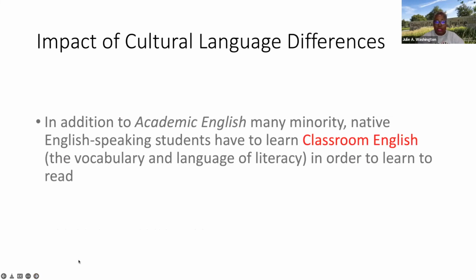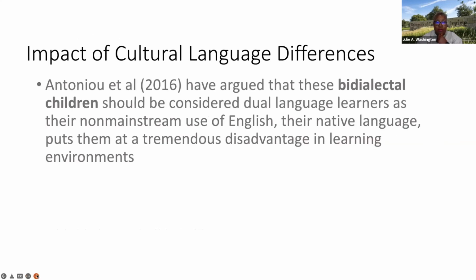So cultural language differences, when we talk about African-American kids and other kids who speak things like Appalachian English, in addition to learning what we call academic English, they also need to learn the language of print and literacy, which is classroom English, in order to learn to read. And so I'm going to talk a bit about that. These kids we call bidialectal. We talk about bilingual kids a lot. We understand better, I think, across language differences. But when we talk about variation here, we're talking about within language variation.